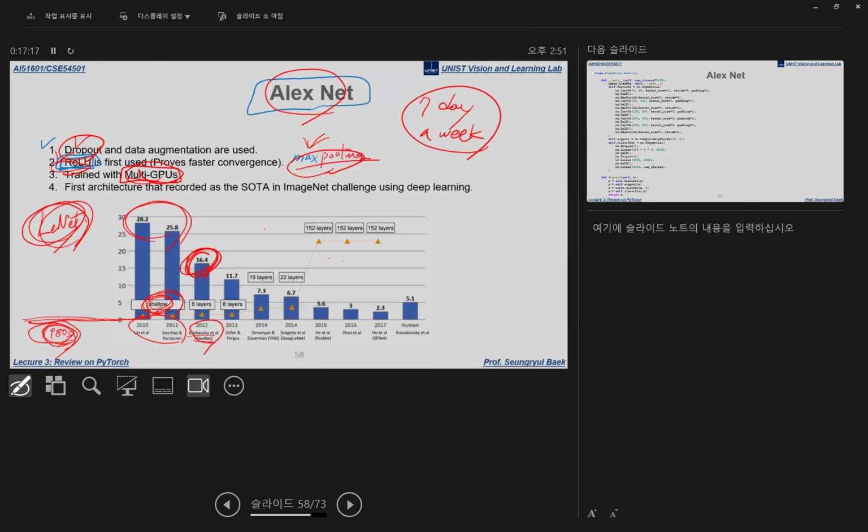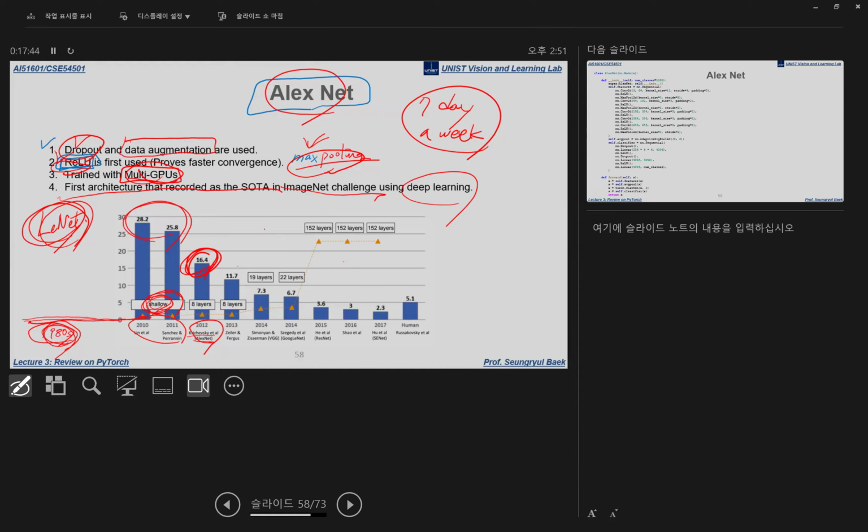Okay, so he paid a lot of time to properly train this AlexNet for the ImageNet challenge. This is the first architecture recorded as the state of the art in the ImageNet challenge using deep learning architectures. And another important thing is you have to also remember many things here.